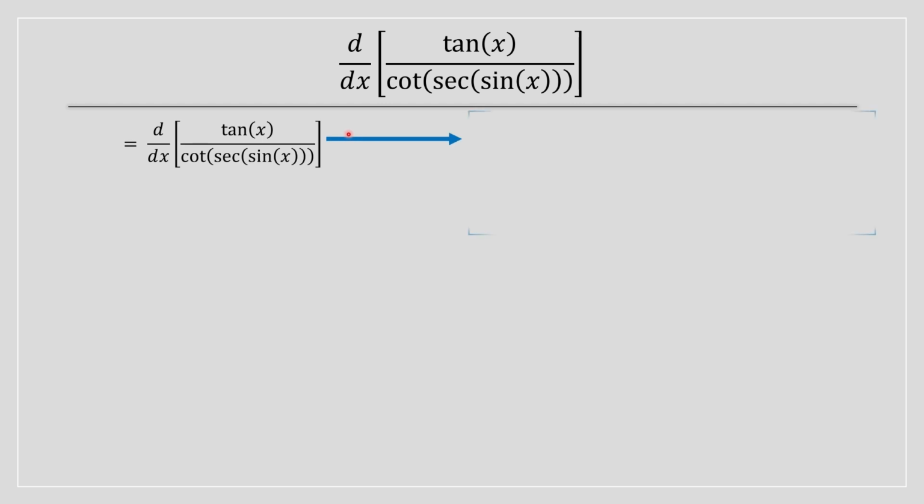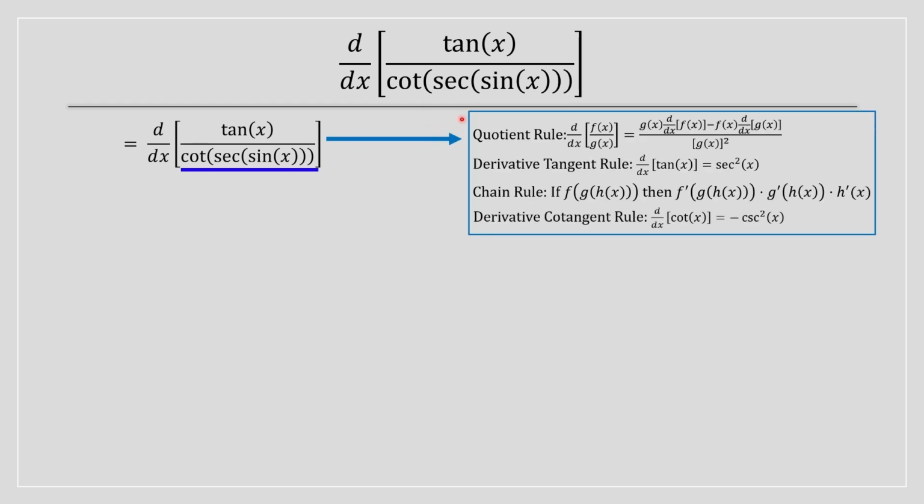Question 57, we gotta apply the quotient rule because we have a function being divided by another function.